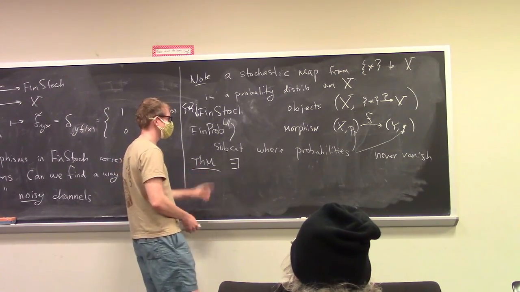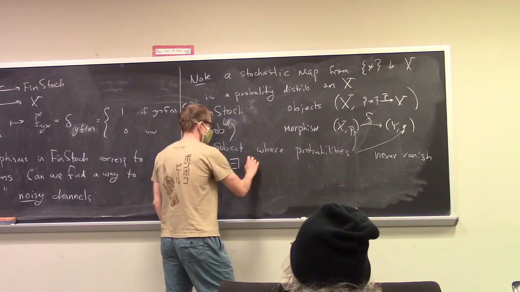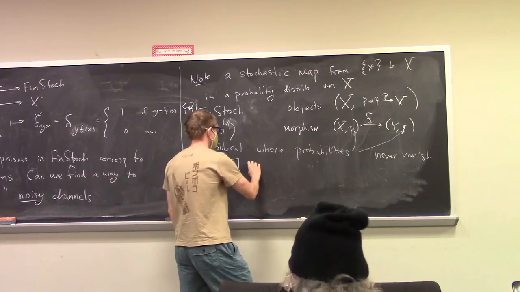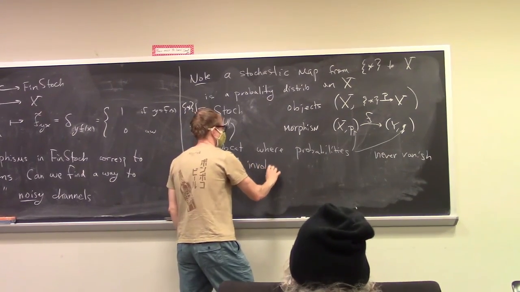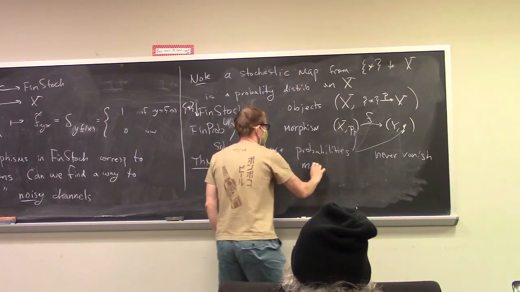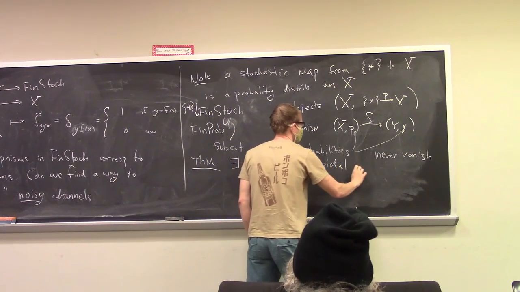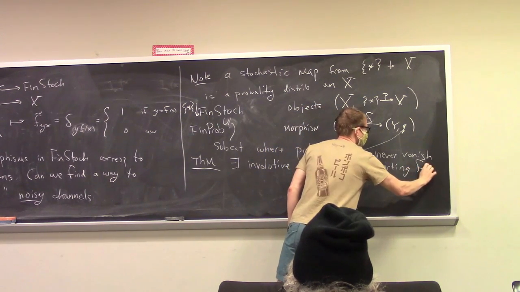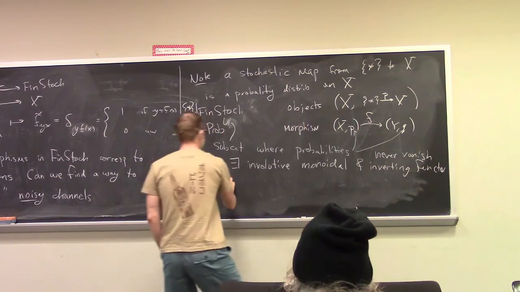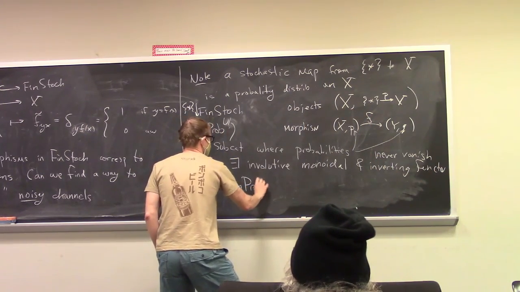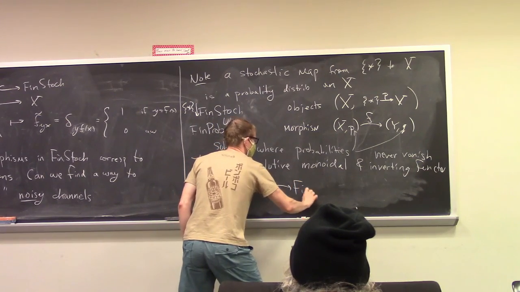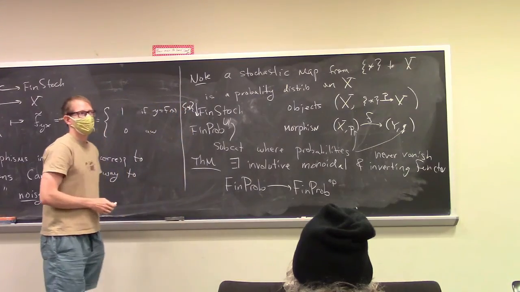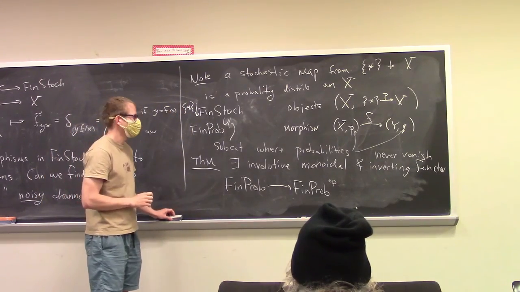Exactly. So the theorem says that there exists, there's going to be a lot of adjectives here, so it's going to be kind of amazing. So there exists an involutive, monoidal, and what I'll call inverting functor from FinProb to FinProb. So yeah, there's a lot of adjectives.